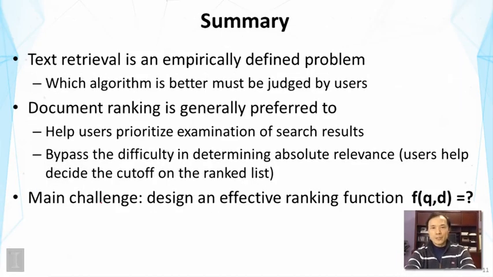So to summarize this lecture, the main points that you can take away are the following. First, text retrieval is an empirically defined problem, and that means which algorithm is better must be judged by the users. Second, document ranking is generally preferred, and this is to help users prioritize examination of search results. And this is also to bypass the difficulty in determining absolute relevance, because we can get some help from users in determining where to make the cutoff.